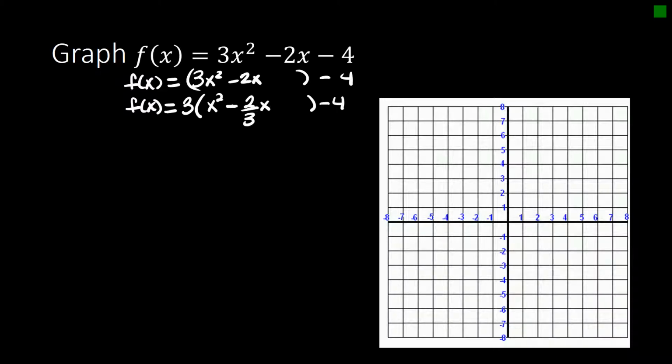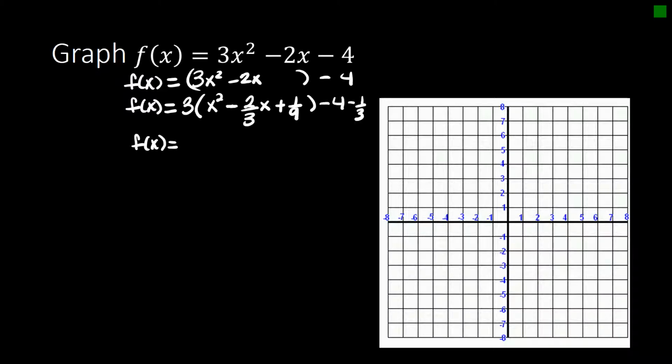So here we're going to be dealing with some fractions. So I take half of −2/3, which is −1/3, and (−1/3)² is +1/9. So I put my 1/9 inside the parentheses. So what I've really put in is this 3 times 1/9. 3 times 1/9 is 1/3. So I really put in a +1/3, and I need to go over here and subtract 1/3.